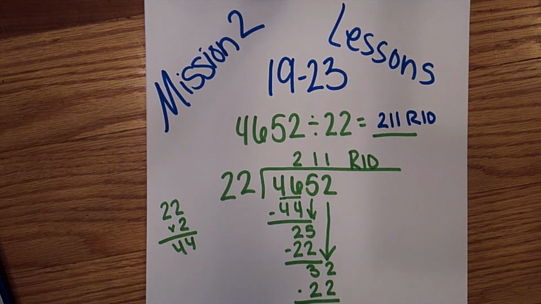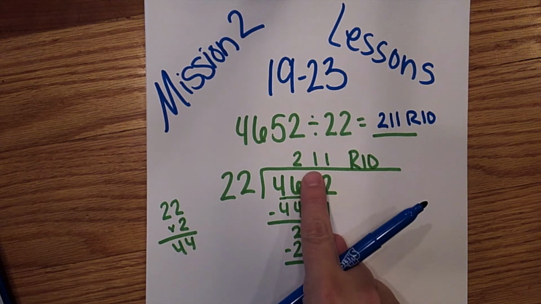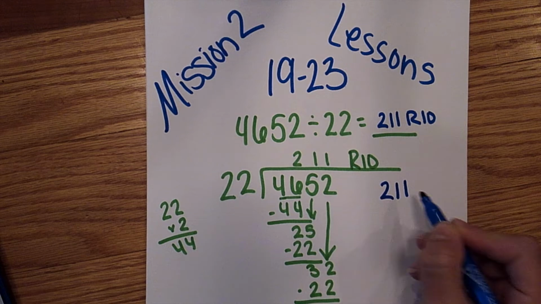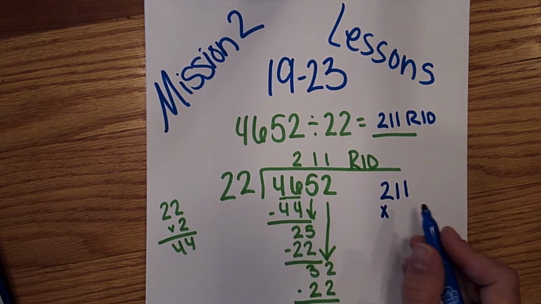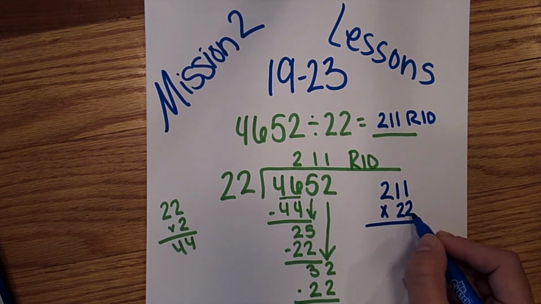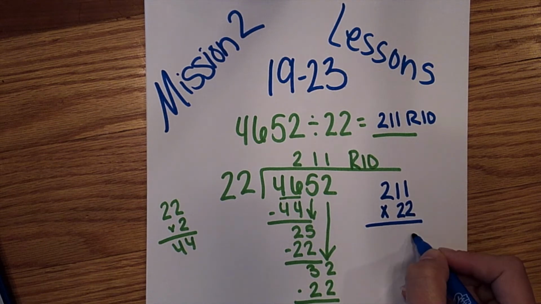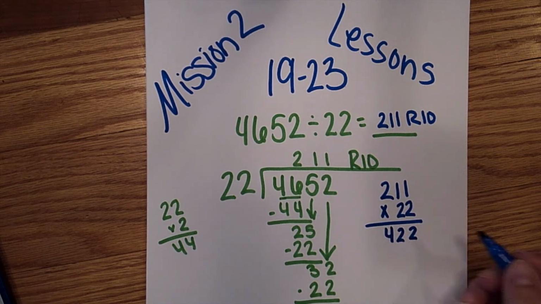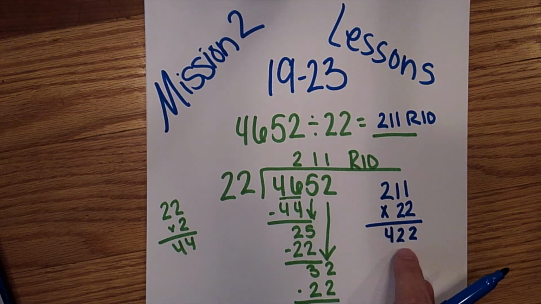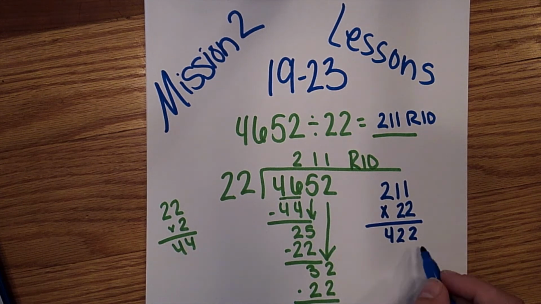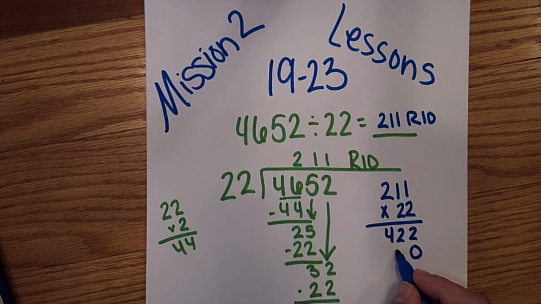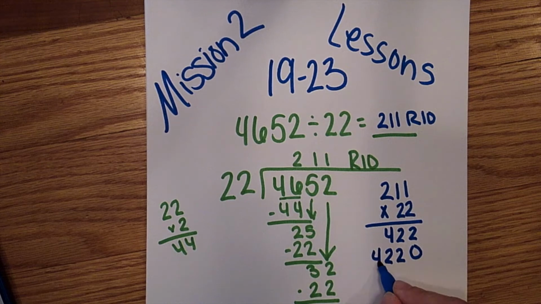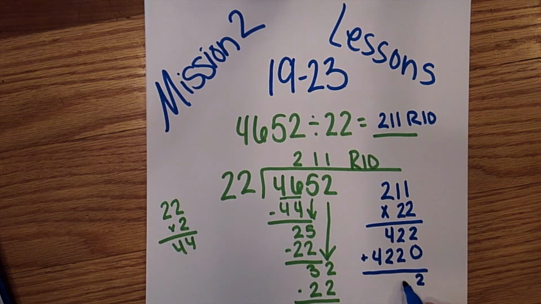So now let's check that using multiplication. We're going to take 211 and we're going to multiply it by 22. Remember, we're going to start in our ones place, so our product's going to start in the ones place. 2 times 1 is 2, 2, 4. Now we're going to move to the tens place, which means our product for these needs to be in the tens place. So I'm going to put a 0 here for a placeholder. 2, 2, 4, and then we're going to add this together.